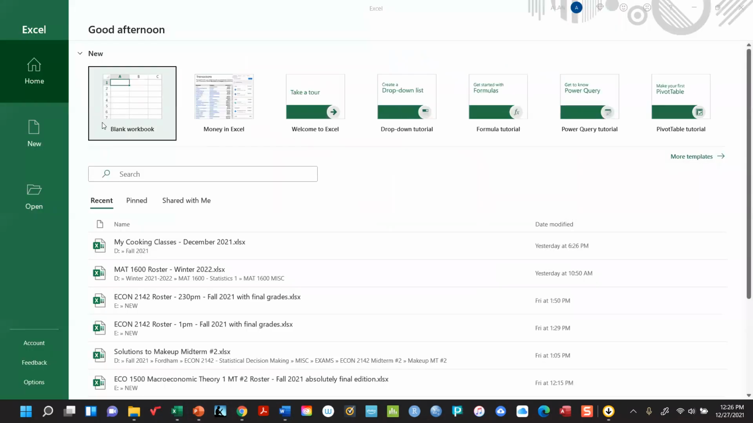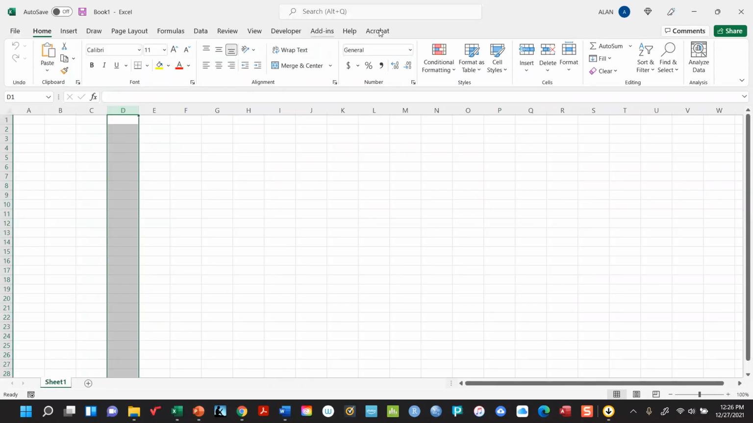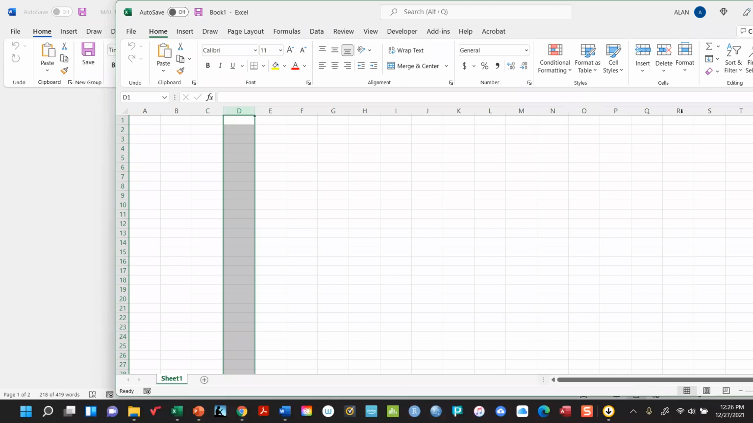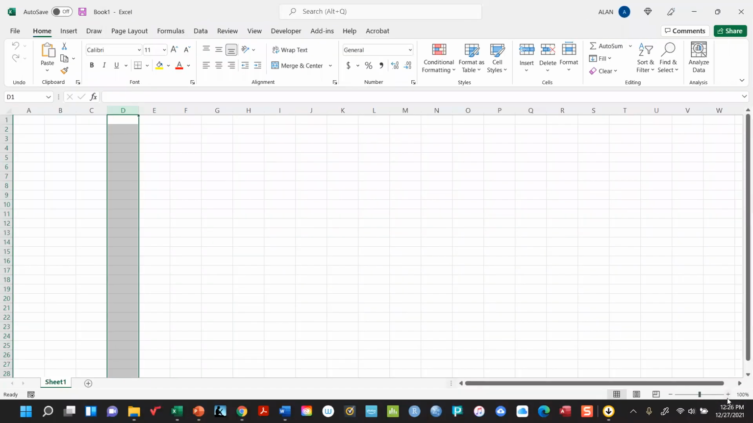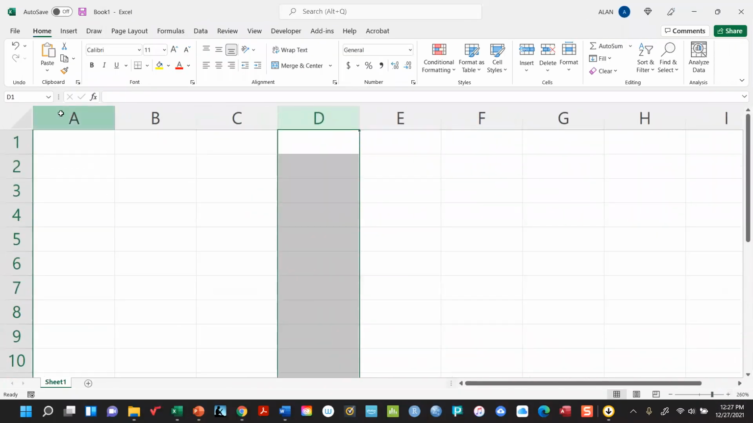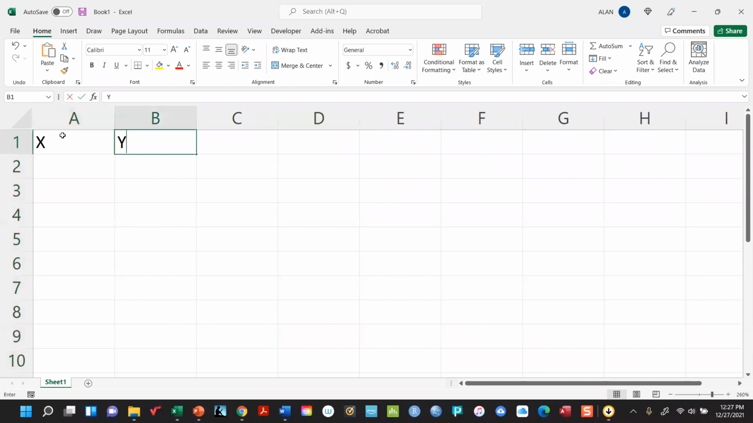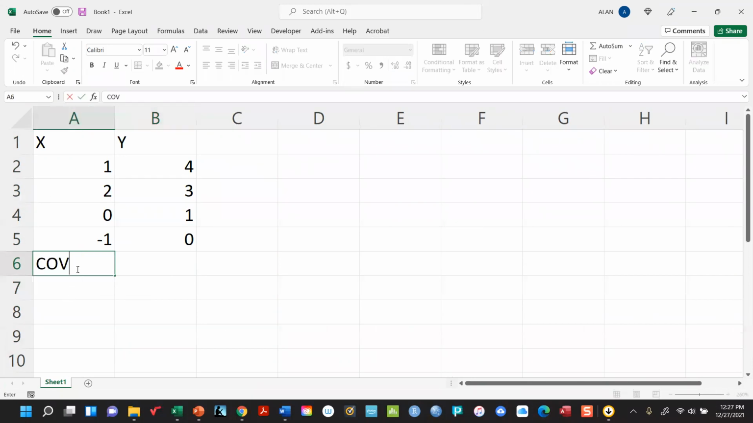You just have to make sure you know whether it's a sample or a population, but watch this. Let me just quickly make up two variables, X and Y. Okay, 1, 2, 0, negative 1. 4, 3, 1, 0. Okay, two people are raising their hand. You can go ahead while I'm doing this.